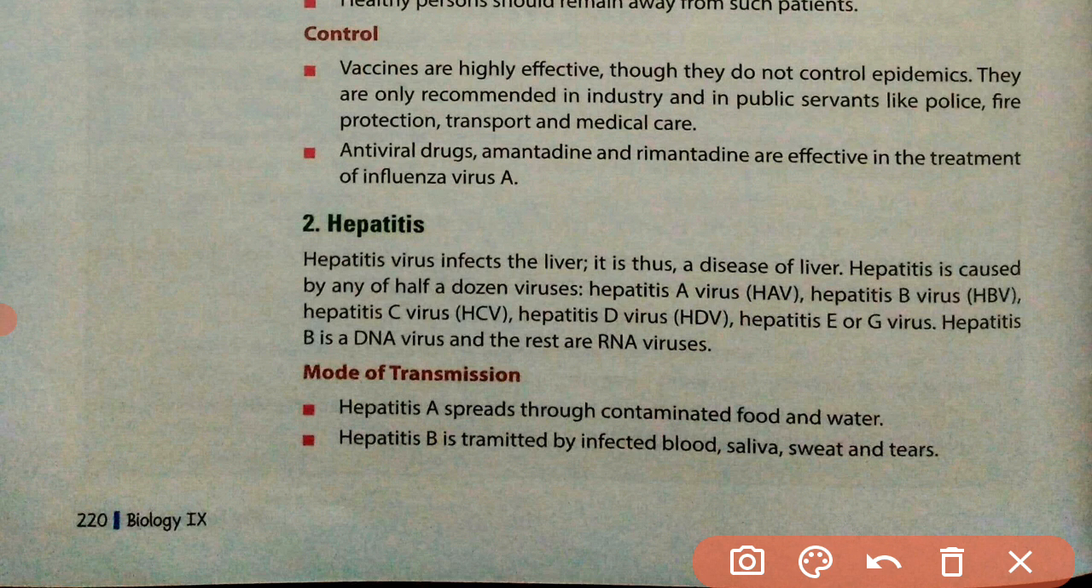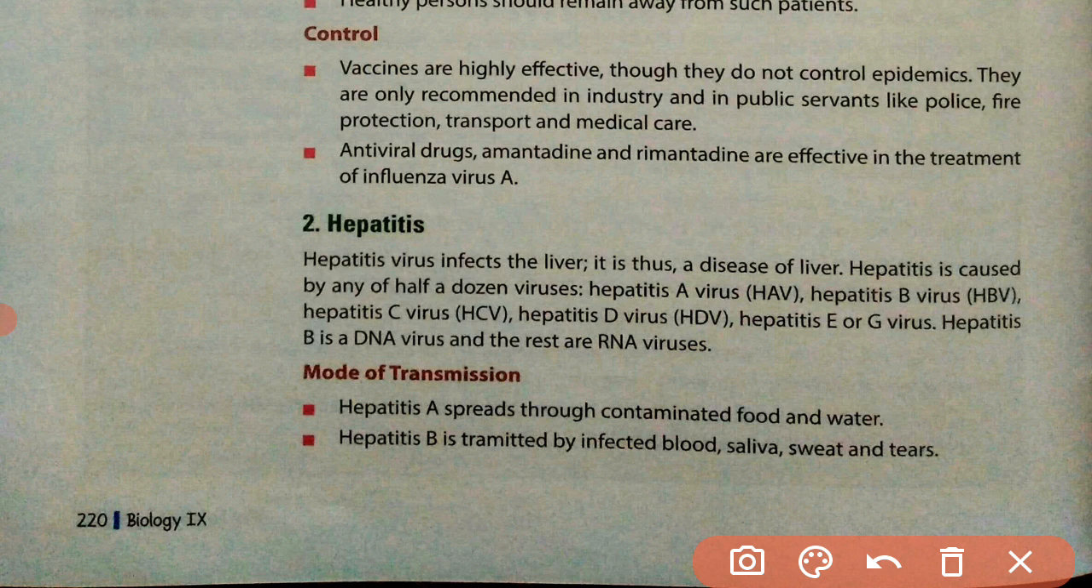Now we will talk about the mode of transmission. How does this disease transfer from one person to another person, or from the environment to the person? Hepatitis A is spread through contaminated food and water. Suppose some food and water has the hepatitis virus. If any person uses this unclean contaminated food and water, that person will get infected and will suffer with that disease.